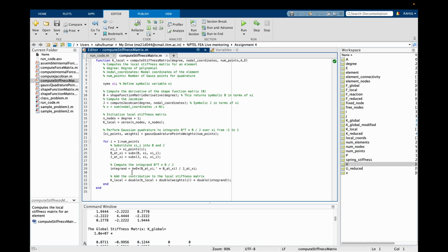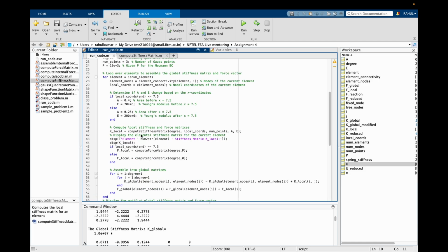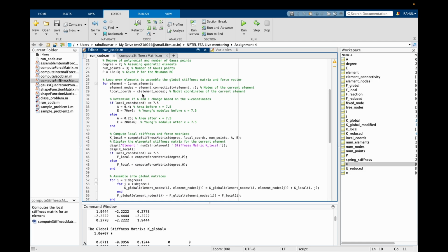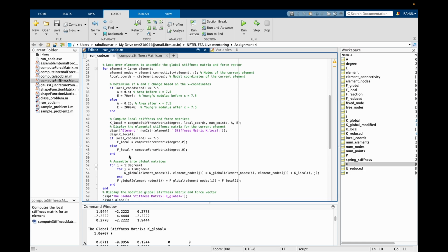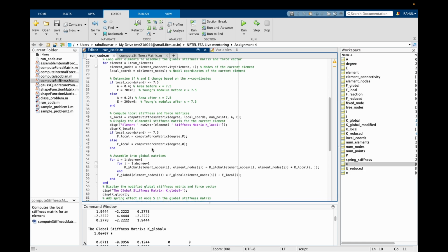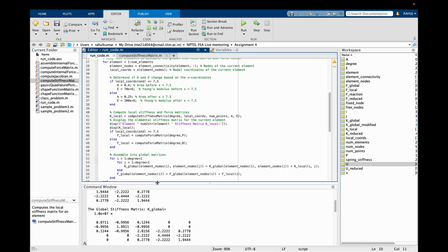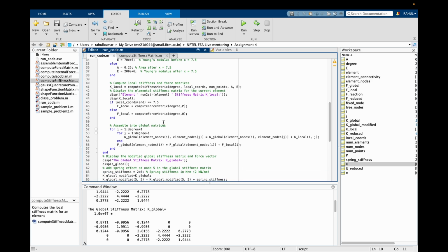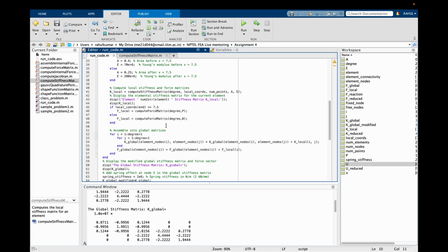Then this is the integrand. You can see that it is AE B transpose B divided by Jacobian. Then it will find the local, or you can say element-wise, stiffness matrix. Which means that for each loop, for each element, it will compute the stiffness matrix.